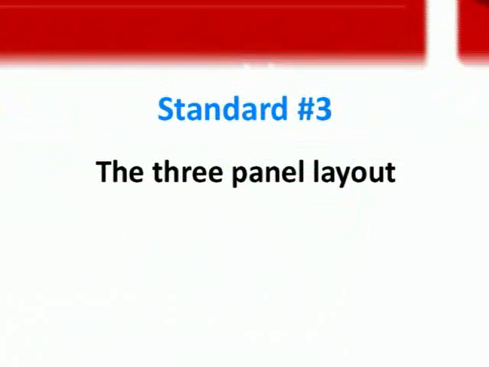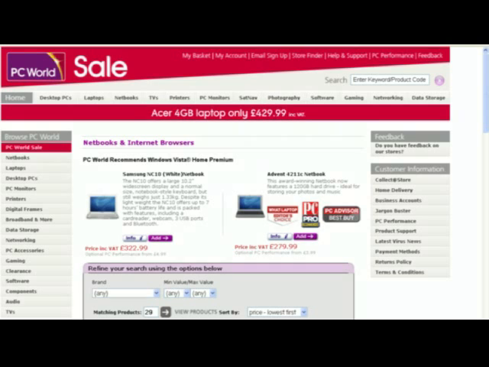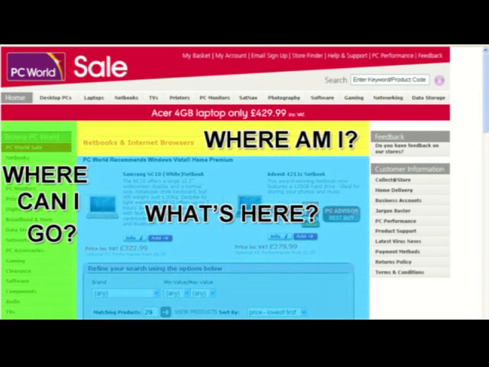It is also usual to employ the so-called three-panel layout. According to this scheme, on the top, a user should see where he or she is. The main body should show the content of the page, and the left side should explain where the user can go from the current page.